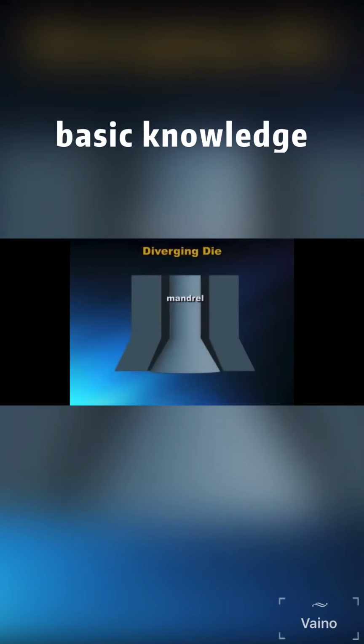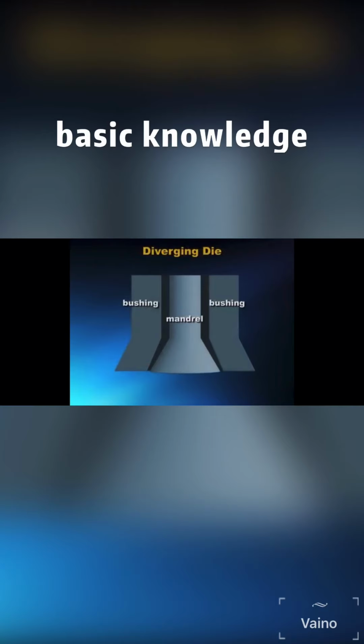If it is the mandrel that adjusts the gap and it is a converging die, raising the mandrel will open the gap. If it is a diverging die, raising the mandrel will close the gap. If the programmer adjusts a movable bushing on a converging die, raising the bushing will close the gap. But if the bushing is controlling a diverging die, raising the bushing will open the gap.